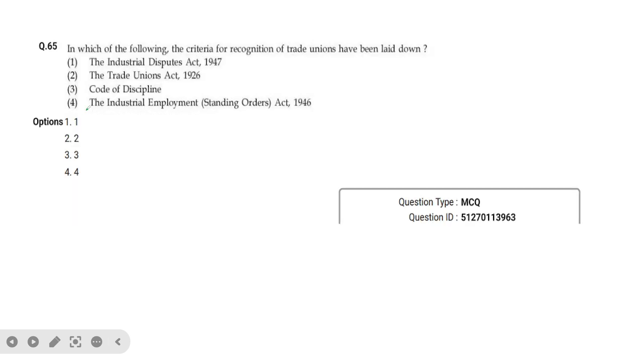Question number 65: in which of the following has the criteria of recognition of the trade union been laid down? Criteria for recognition of the trade union has been laid down. So it's not the Trade Union Act, but it's the Code of Discipline, that is option 3.